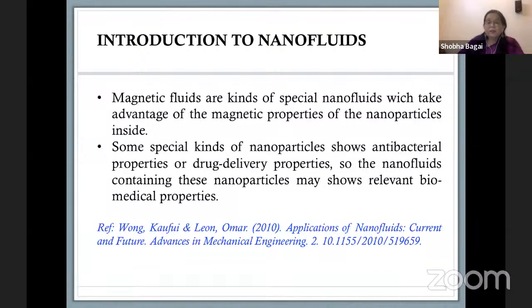In fact, this reference, which I have mentioned on the screen. So if you really want to look into the details as to how these nanofluids are being applied into the various fields that we have mentioned before, you can look into this reference.